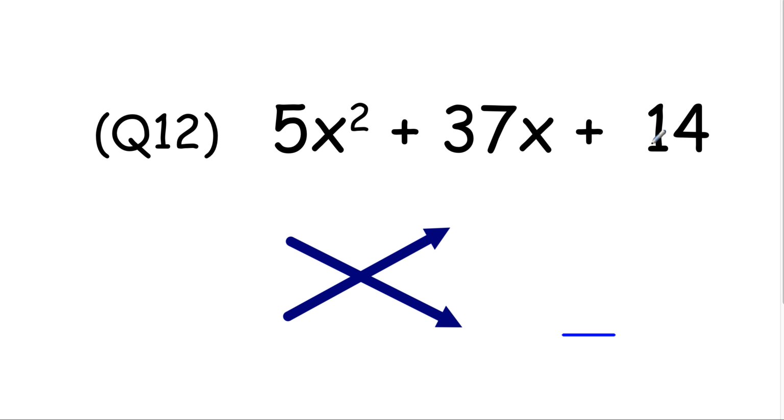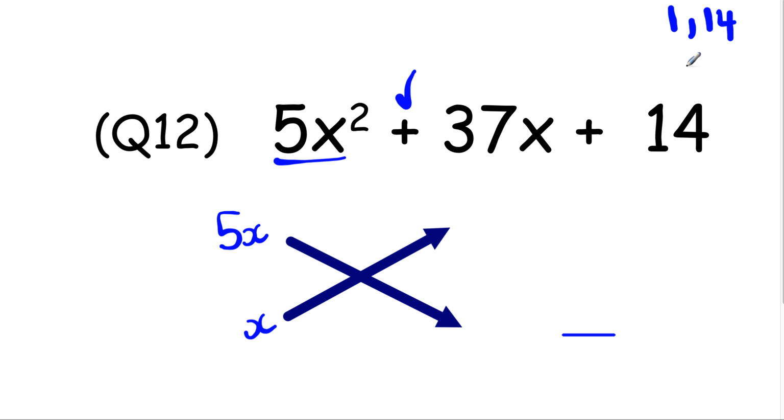Okay, now we've got an even harder one, so that looks quite difficult. The good thing is though, this is a 5, so 5 is a prime number, and therefore its factors are only 5 and 1. So I definitely know 5x and x, when it multiplies together, will give me the 5x squared. Now I need to look at 14. Because it's a positive, I'm only looking at positive factors of 14. So 14, I've got 1 and 14.